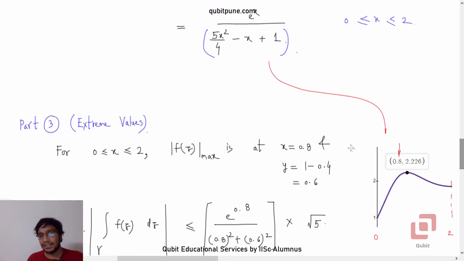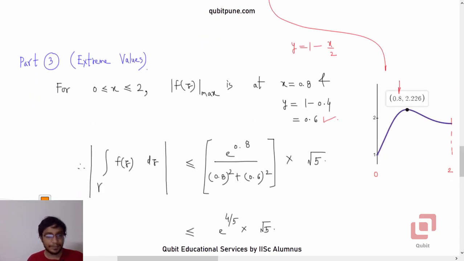Just substitute x as 0.8, and because x and y are the coordinates of a point on that line, get y by applying the formula (1 minus x) upon 2, or (1 minus 0.8) upon 2, 1 minus 0.4 or 0.6. Fine. So now use the ML inequality. By ML inequality, the absolute value of the integral of f along the curve gamma has to be less than or equal to ML.